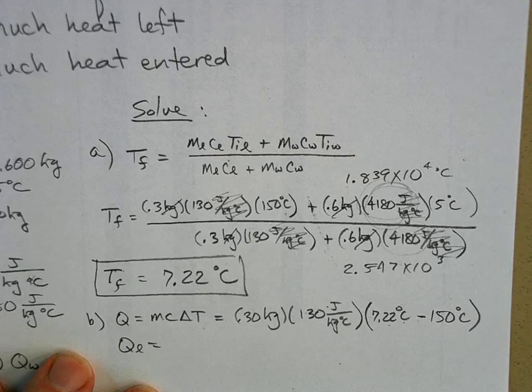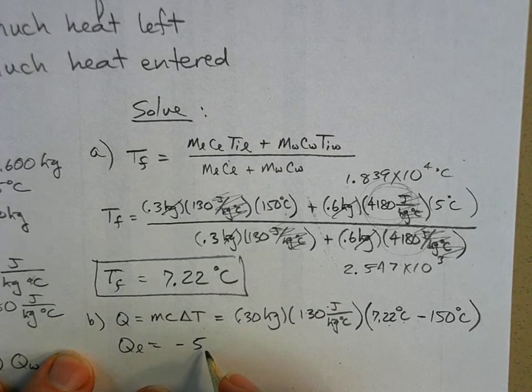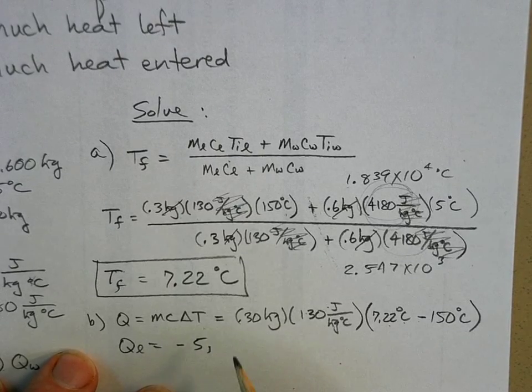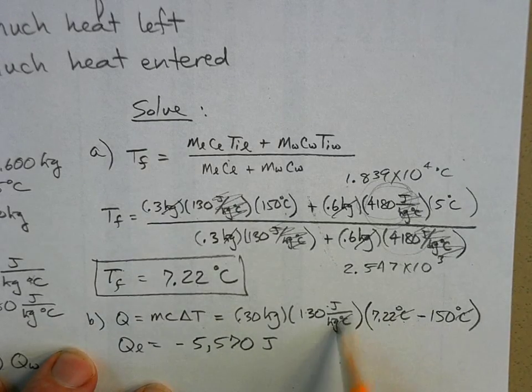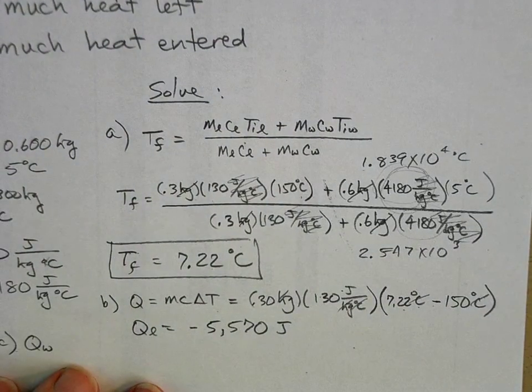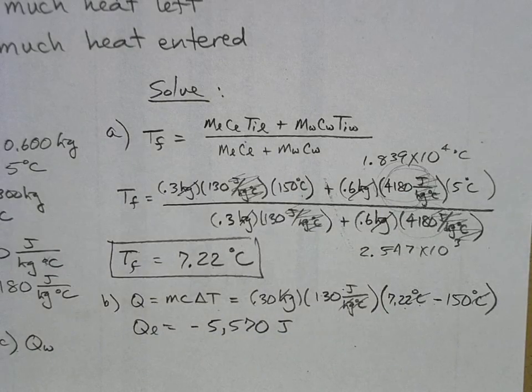0.3 times 130 times parentheses 7.22 minus 150, close parentheses, equals negative 5,570 joules if I round it off. That's right. The Celsius cancels, the kilograms cancel, leaving joules. And what's negative? What does that mean? Yeah, it lost heat. It lost heat.